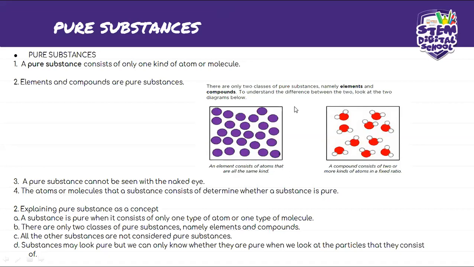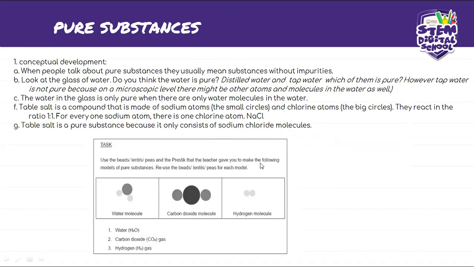So let's go. Now, we have got this. This is a task that talks about what? We have a water molecule, a carbon dioxide molecule, and a hydrogen molecule. Water is H2O, carbon dioxide is CO2, and hydrogen is H2. So you see, when people talk about pure substances, what do they usually mean?